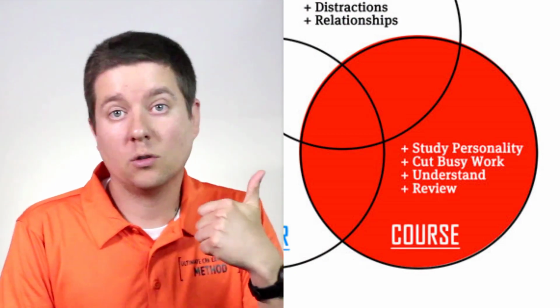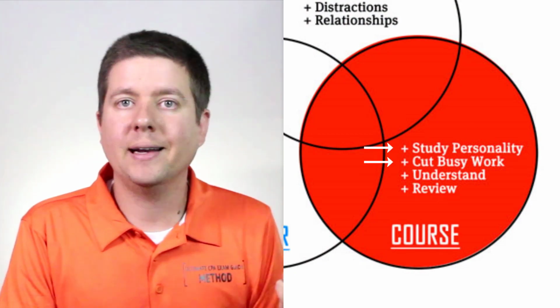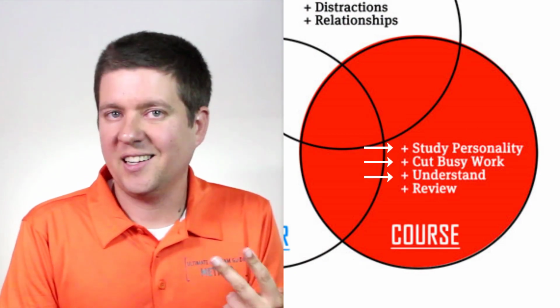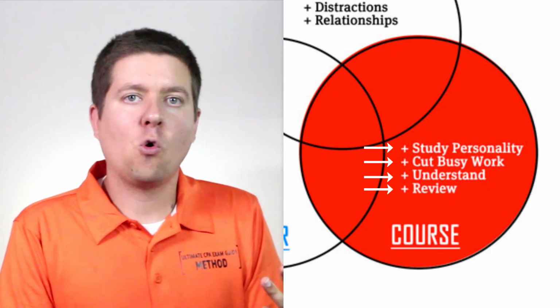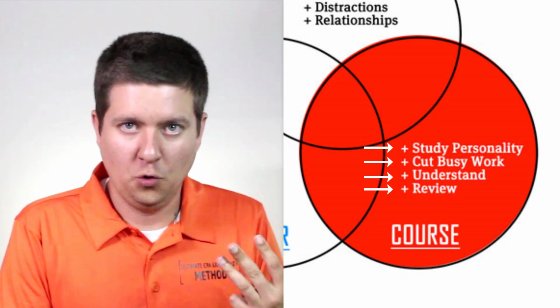And there are 4 factors to consider when doing this. Number 1 is your study personality. 2 is cutting out the busy work. 3, studying to understand. And 4, using your CPA review course to review. So for today's video, let's discuss your study personality because it is the foundation for how you will study. The thing about CPA review courses is this: they have to provide a product that will work for all study personalities. And what can happen is that what they recommend you do will actually hurt the speed that you learn the material.